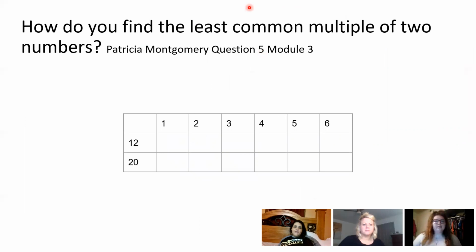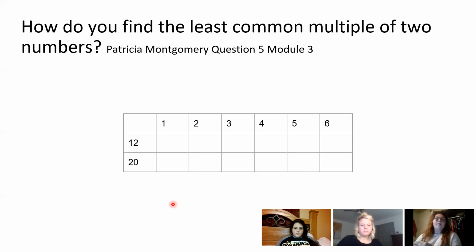All right, Patricia, how do you find the least common multiple of two numbers? So we are going to be using the same idea as what you were just telling us with the gears. This is just the way that I find it easiest for myself: I make a little chart. And so the numbers on the left are going to be the two numbers that I'm trying to find the least common multiple of.